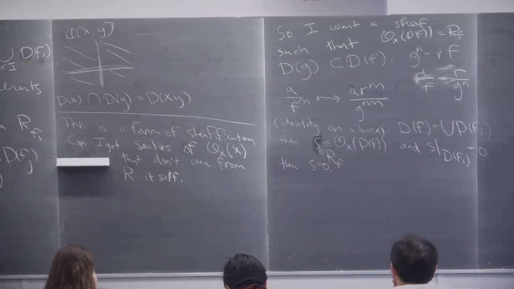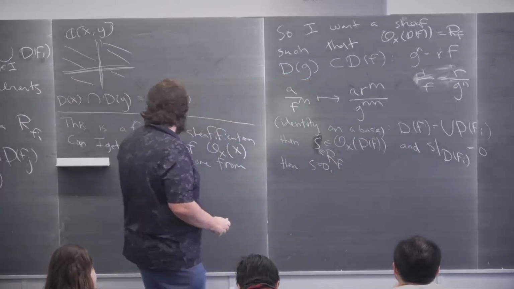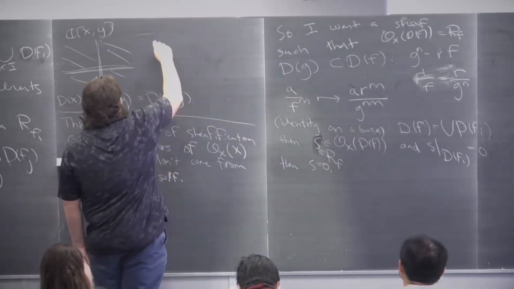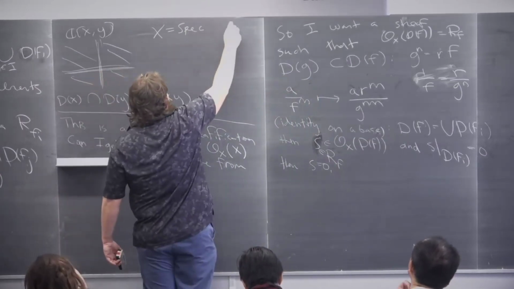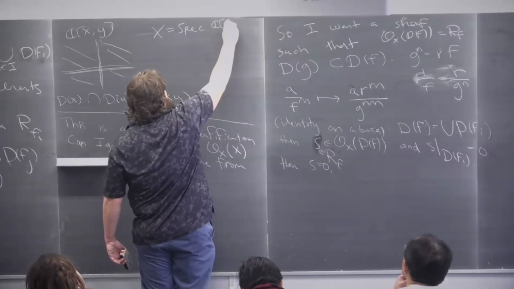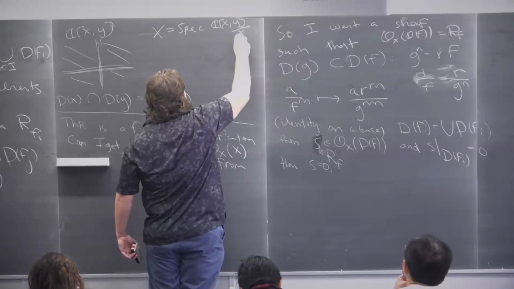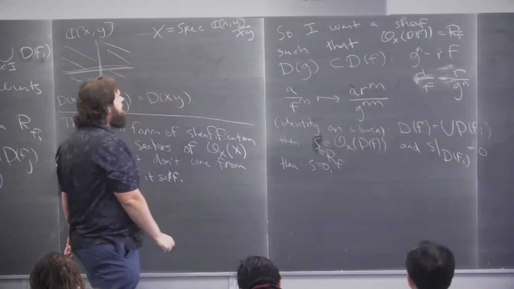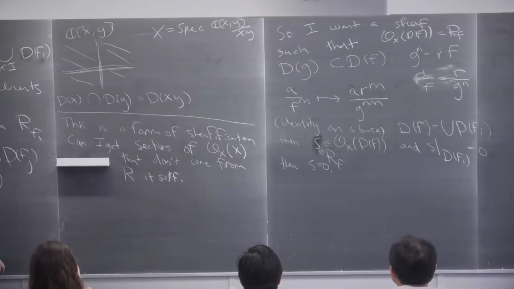All right, so how do I prove something like this? This is something I genuinely need to worry about, because I can do things here like take my X to be Spec of C[X,Y] mod X times Y.